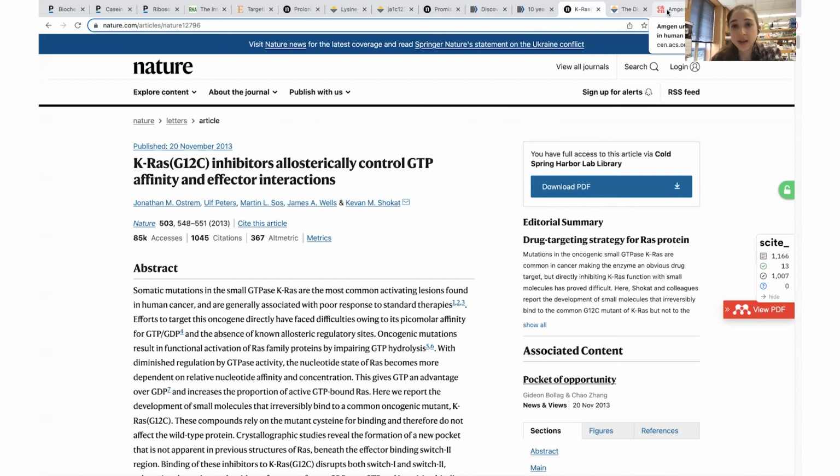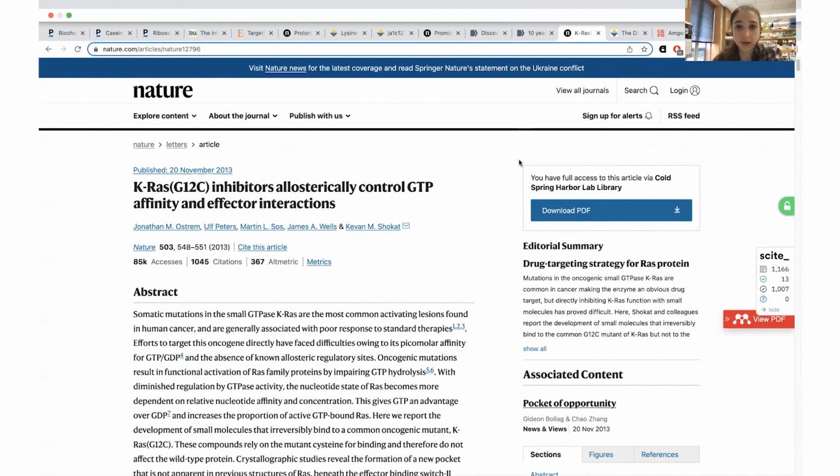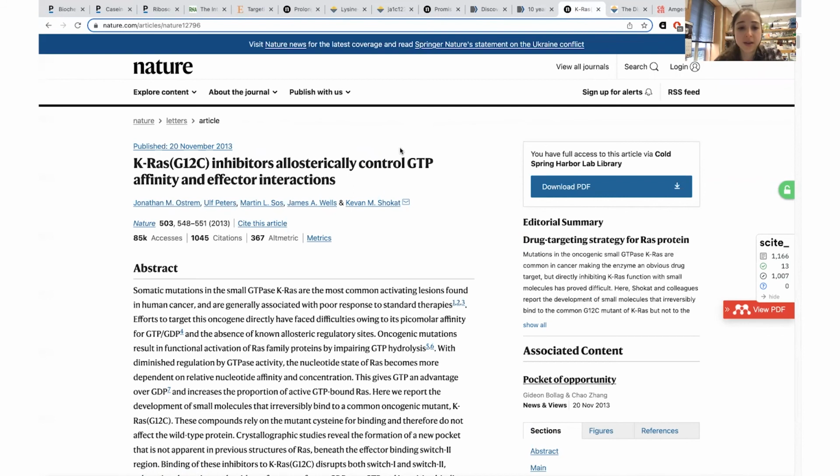And we really have the Shokat lab to thank for a lot of this fundamental work. It was later picked up by pharmaceutical companies. I heard Kevin Shokat talk here, and it was really fascinating. So, really exciting stuff with this.